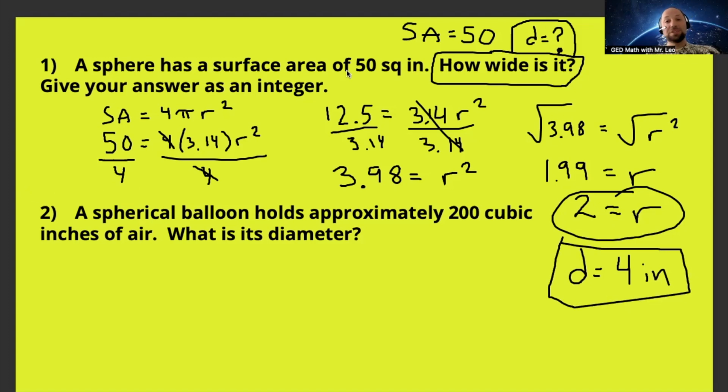A sphere has a surface area of 50 square inches. How wide is it? It's 4 inches. This sphere measures 4 inches across, and its total surface area is 50 square inches. All right. I'm going to clear my screen, and we're going to try this question number 2.